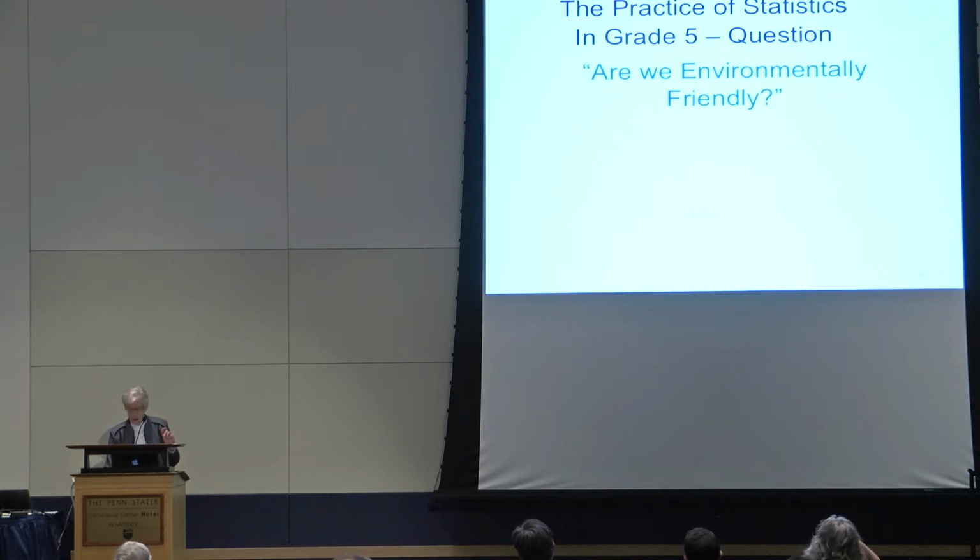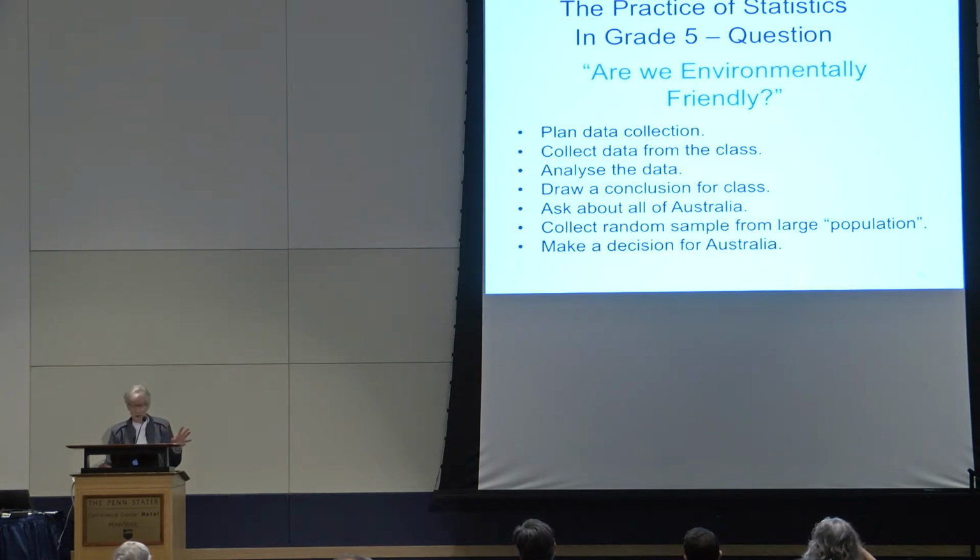So what we were getting the students to do, and this is really complicated for grade 5, was plan the data collection they were going to do in their class, collect data, analyze the data, and draw a conclusion for their class. Then I said, that's not enough, we have a population. I created a population of, I think it was 1,300 Year 5 students from around Australia and their answers to these questions. So we started talking about random sampling.